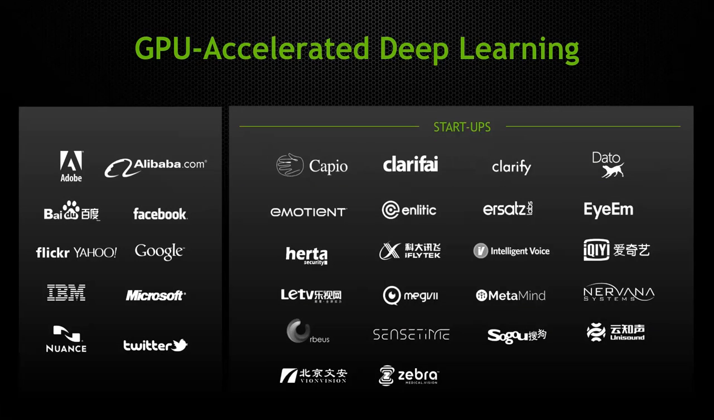But there's been this sort of massive shift. This is sort of the takeoff that's happened now, and lots of people are using deep learning. So here are all the companies that have talked publicly at GTC or other places that are heavily engaged in deep learning. And basically everybody on here is using GPUs to do it, at least on the training side.